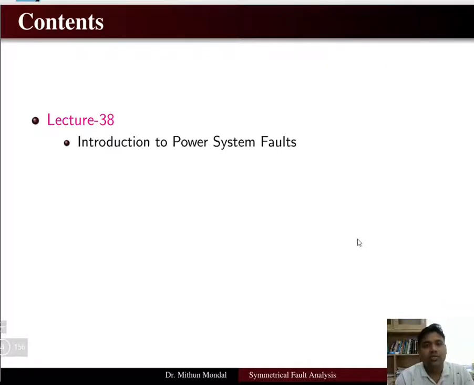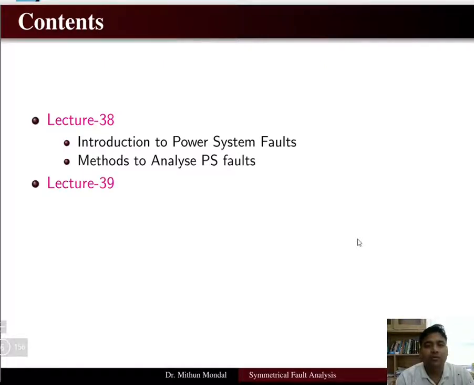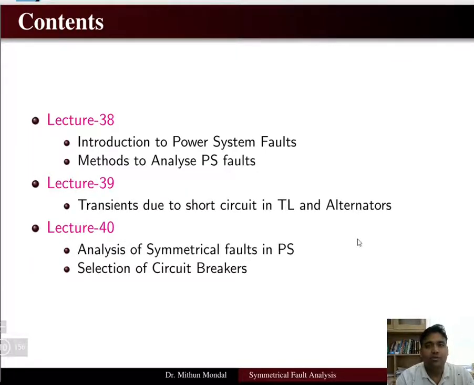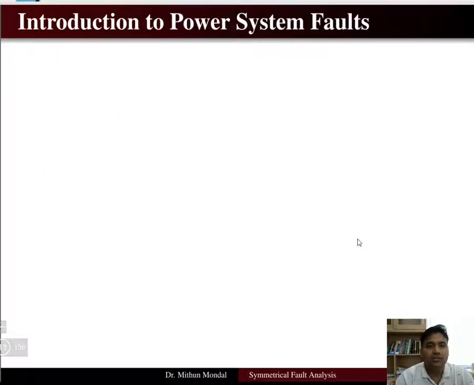Lecture number 38, we are going to discuss the introduction of power system faults and what are the methods to analyze the power system faults. Lecture number 39, we will discuss the transients due to short circuit conditions in transmission line and alternators. And lecture number 40, we are going to discuss the analysis of symmetrical faults in power system and the selection of circuit breakers. So let us start the lecture number 38 first.